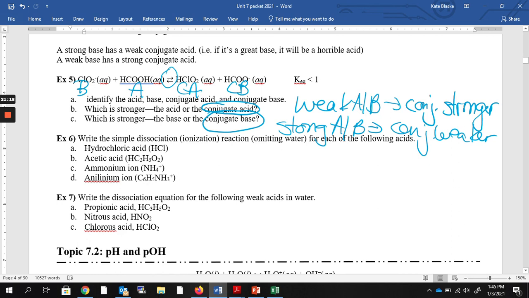The conjugate thing is probably the biggest thing you need to know, and that Bronsted-Lowry definition of acids and bases.